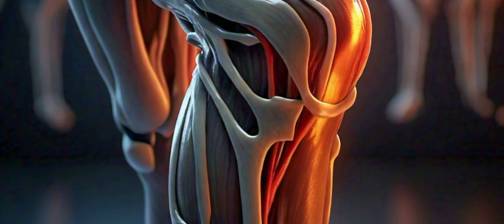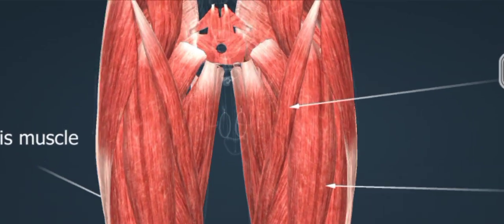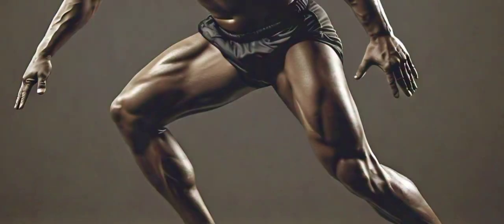Lateral rotation of the thigh. When the hip is flexed, the sartorius also aids in rotating the thigh laterally, outward. Abduction of the thigh: it assists in moving the thigh away from the midline of the body.